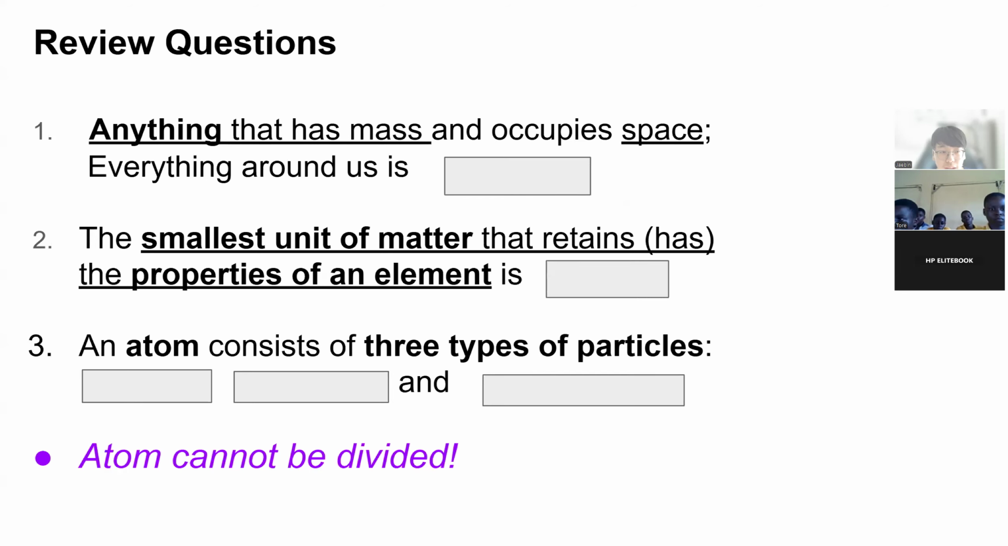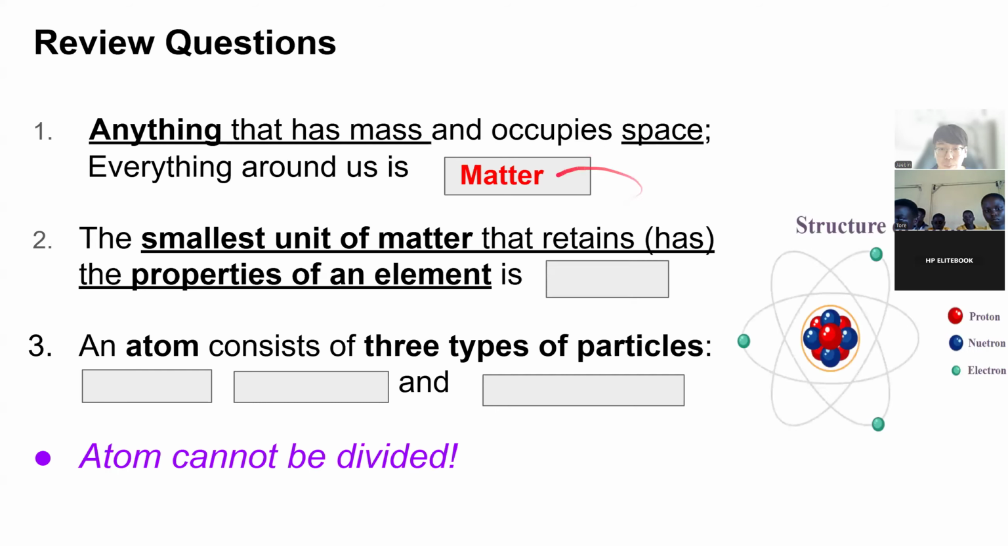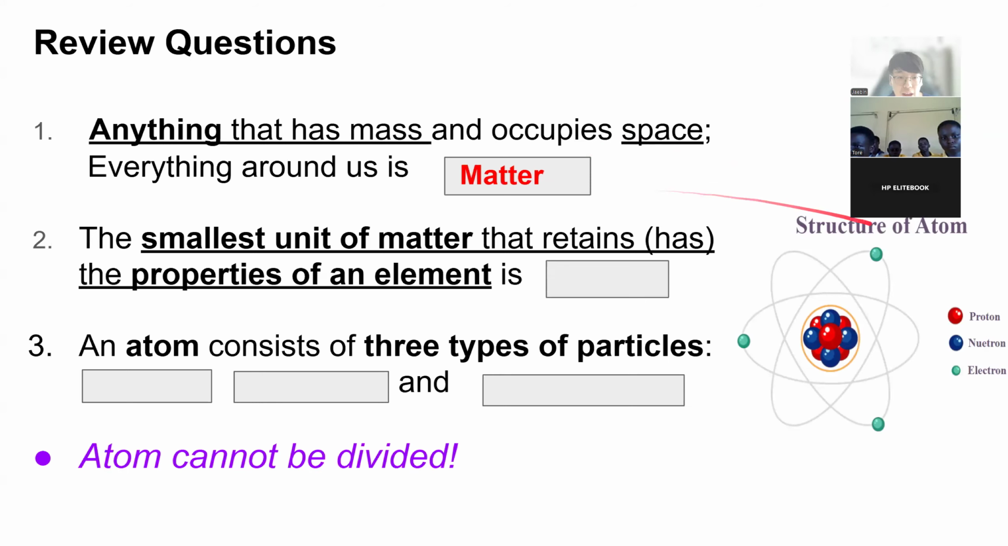So anything that has mass and occupies space is matter. So matter has mass and occupies space. It has both properties. And the smallest unit of matter that retains the properties of an element is an atom. So remember, the atom is the smallest unit of matter. And matter is anything that takes up space and has mass.